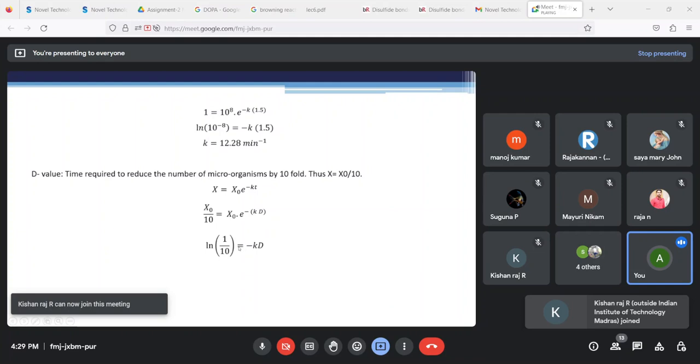So then you take a logarithm on both the sides. Ln of 1 by 10 is equal to minus kD. And hence the relation between D and k is that D is ln of 10 divided by k, which is 2.303 by k. So when you know the k value, you can always find out the D value or the other way around as well. So now we know the k value, which is 12.28 minute inverse. So what is the D value coming to be?